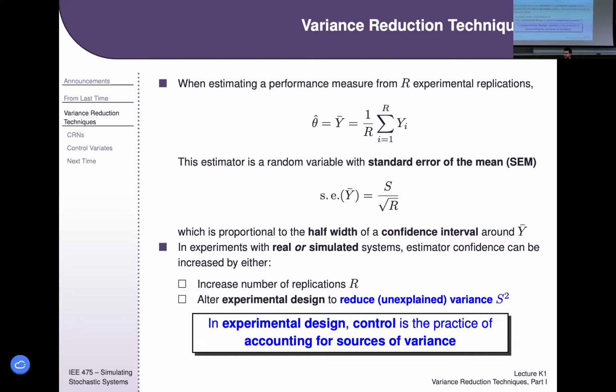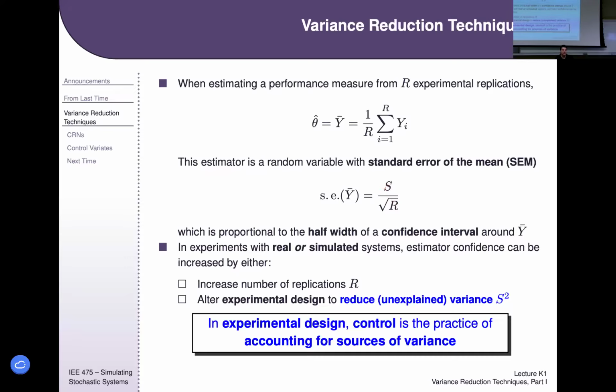The standard error of the mean's got two components. It's got a numerator and a denominator. We've been focusing so far on the denominator. We've been focusing on the number of replications. So if you want to have tighter confidence intervals, you have more replications. But we know the replications cost money. So how do we get tighter confidence intervals without more replications? And so we're going to try to focus now on the numerator.